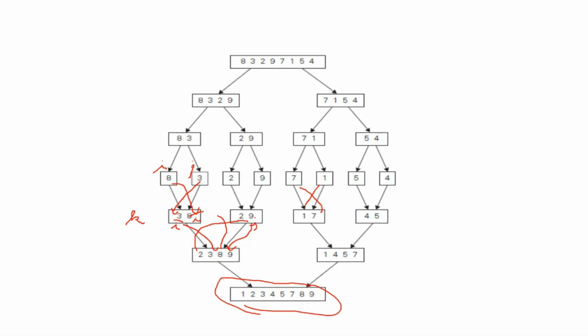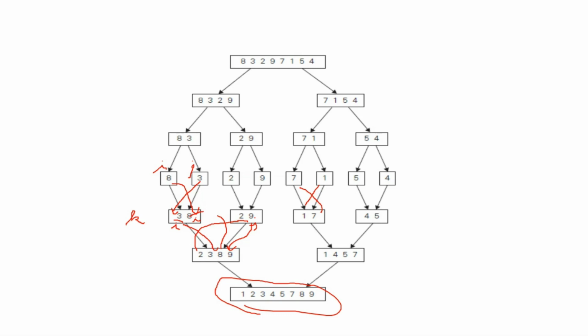Let us see this example of 8 elements. We have the elements 8, 3, 2, 9, 7, 1, 5 and 4 to be sorted by using the merge sort. First job is we are equally dividing this array into two halves. So the elements 8, 3, 2, 9 will be considered as your first half, say array B, and 7, 1, 5, 4 will be the second half, that is the array C.